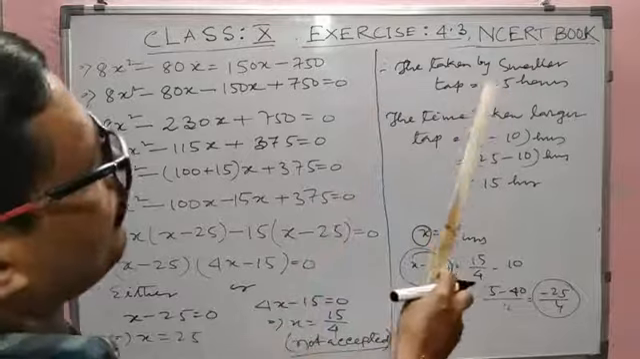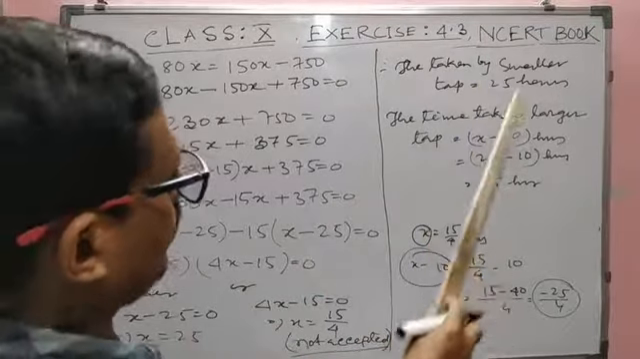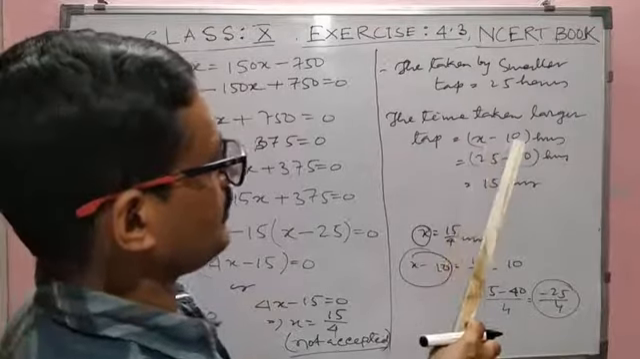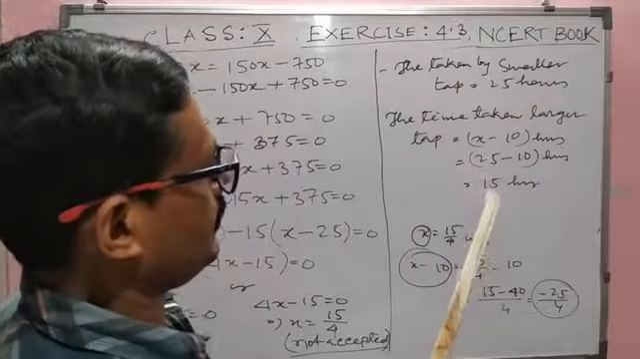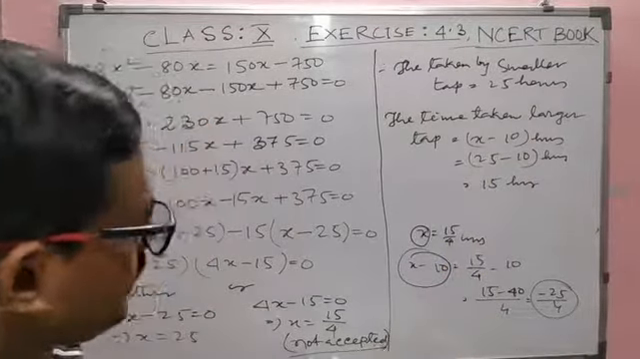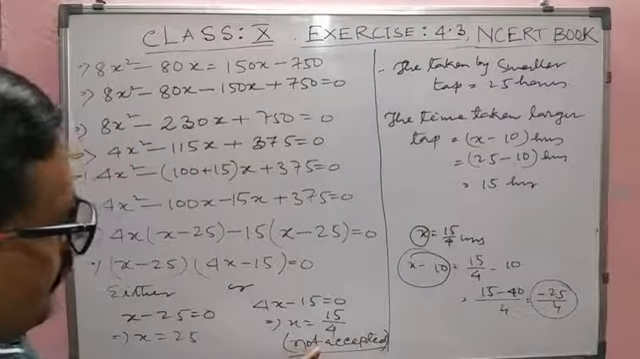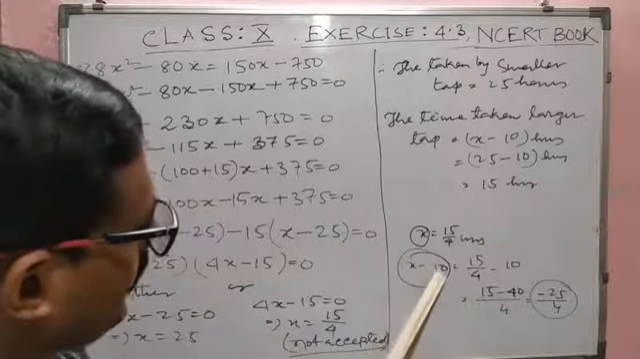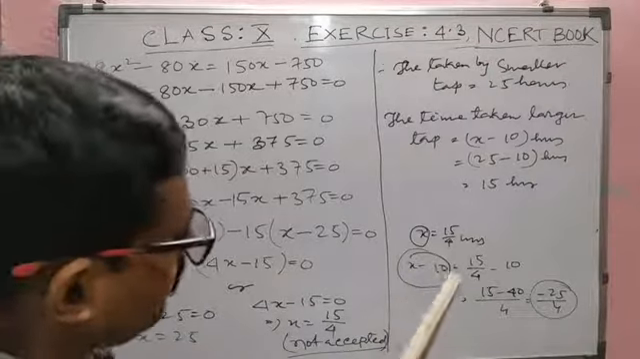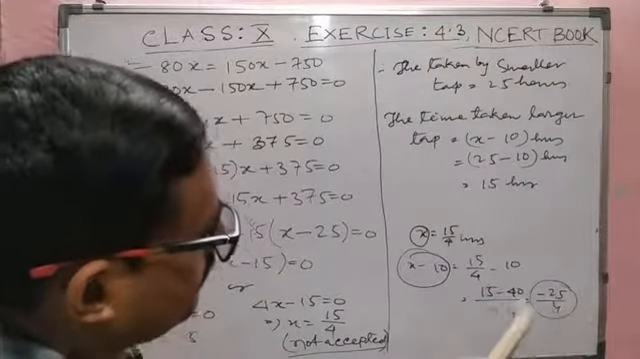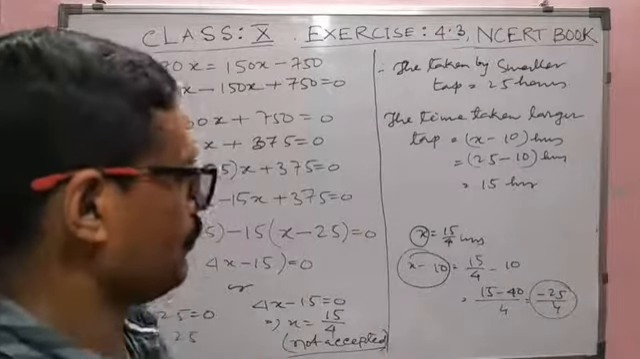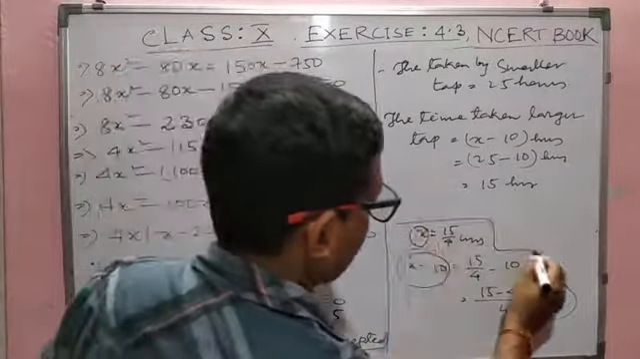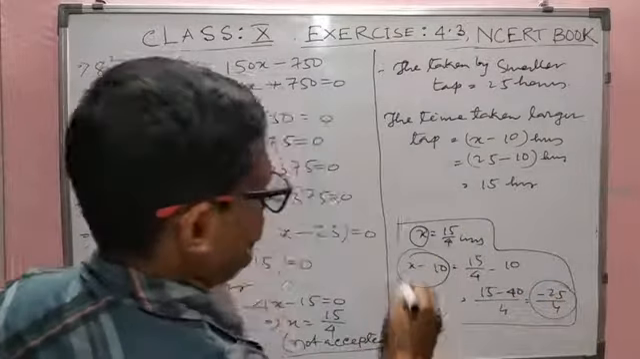Therefore the time taken by the smaller tape is 25 hours and the time taken by the larger tape is x minus 10 hours, that is 25 minus 10, that is 15 hours. And this is not accepted because if we consider this as the time taken by the smaller tape, then the time taken by the larger tape will be x minus 10. On calculation we get a negative value, which is quite impossible. So this is not accepted. No need to show this one, I am just explaining it so that you can understand the fact. Okay, thank you.